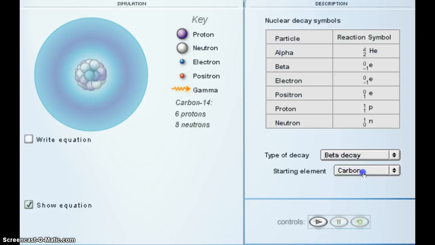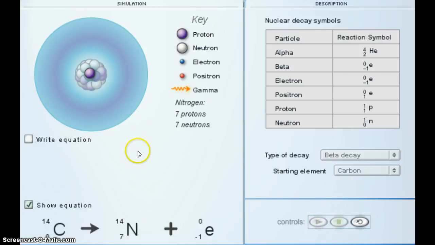If we take a look at what beta decay does, we're going to use carbon. The proton and neutron are freaking out, and it makes an electron leave. And because an electron is leaving, we now have an abundance of protons. So our atomic mass stays the same, but because there's a plus in protons now, the atomic number goes up, changing our element to nitrogen. And here is our little electron.